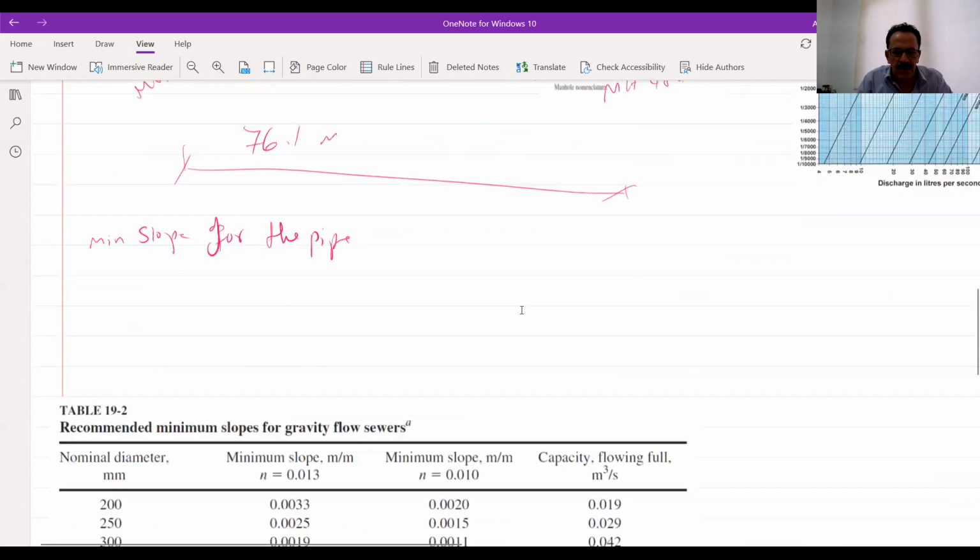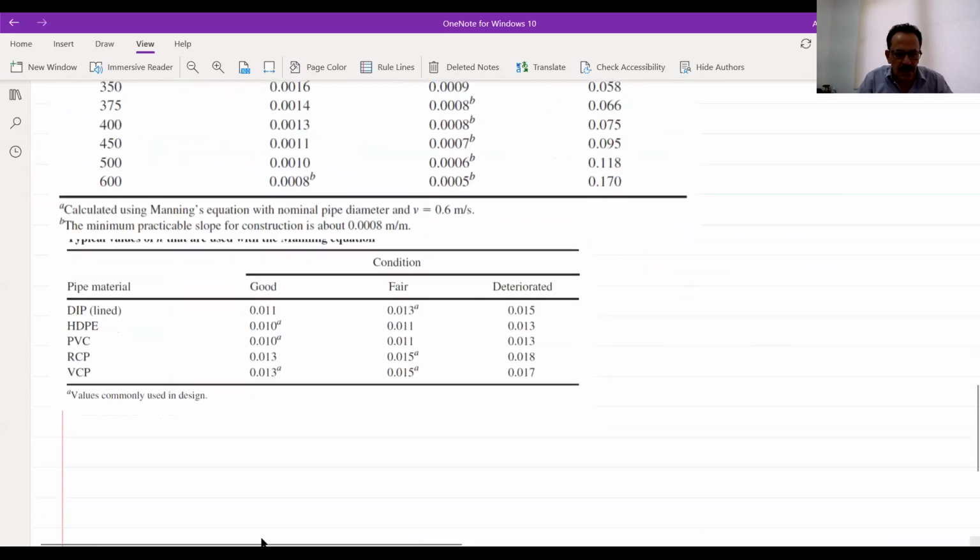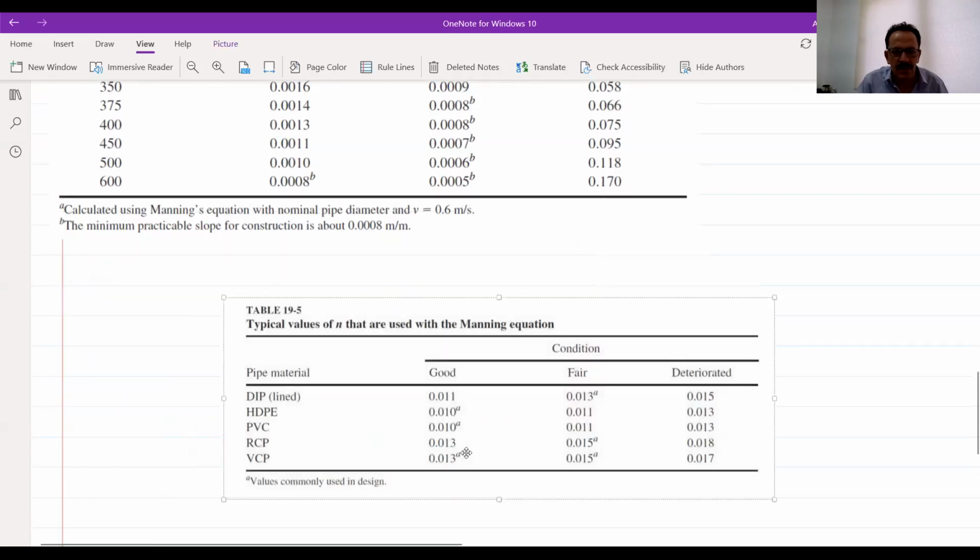Here's the table, if you don't have it. This is the table of the Manning coefficient. Here are the Manning coefficients. Usually for reinforced concrete pipe and vitrified clay pipe, these are the two pipes most commonly used, and the common value of n here, the good quality one, is n equal to 0.013. Okay, now what should we do with this one?